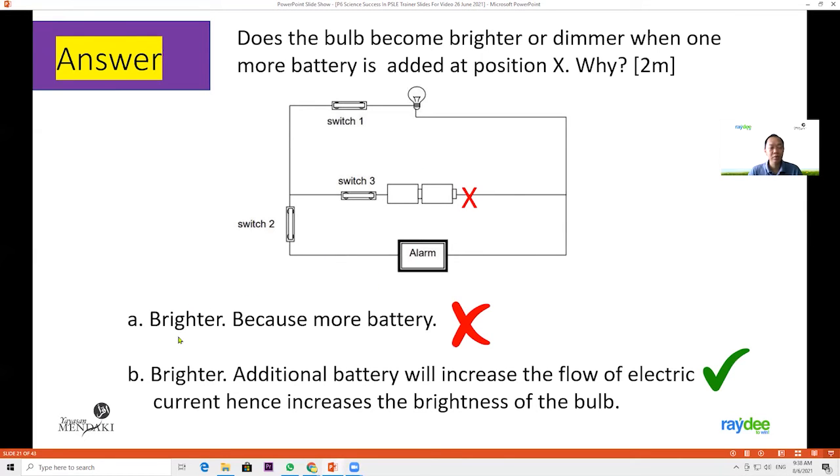So brighter. Most students will say, oh, brighter, because more battery. Not a good answer, not complete, okay? So brighter, why? Because the additional battery will increase the flow of electric current, hence increase the brightness of the bulb, okay?